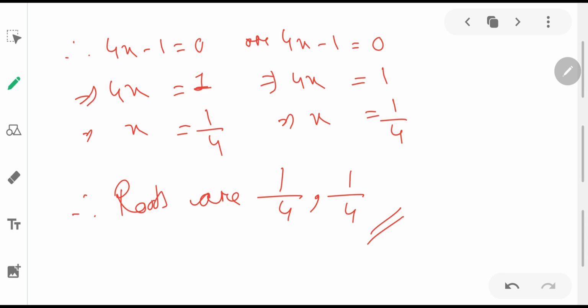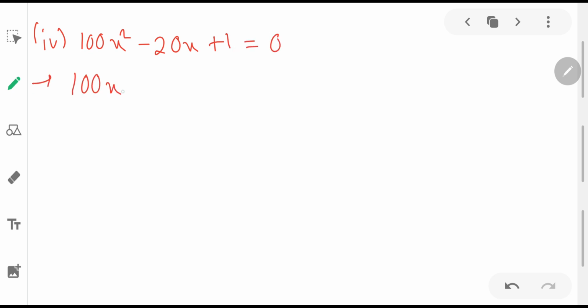Let's go to the last problem of today, which is question number 4: 100x square minus 20x plus 1 equals 0. So we'll write the problem: 100x square minus 20x plus 1. Here, what is the coefficient of the square term? It is 100. 100 into 1 is 100 itself. So from 100 we need to make 20.